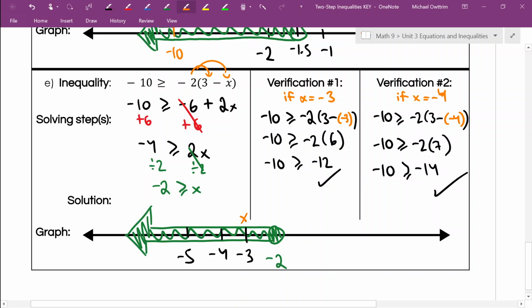So I hope that's helped you with solving these relatively simple kind of grade 8 multi-step inequalities, obviously. And we'll pick up with those with some harder ones in the next lesson.